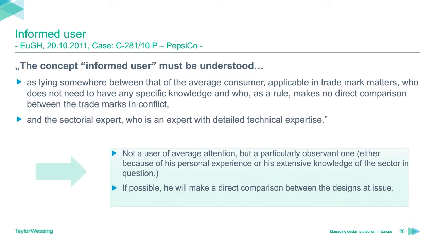And who is this informed user? He is somewhere between the average consumer, that is applicable in trademark matters, who does not need to have any specific knowledge and who, as a rule, makes no direct comparison between the trademarks in conflict, and the sectorial expert, who is an expert with detailed technical expertise. So, to sum it up, you can say the informed user is not a user of average attention, but a particularly observant one, either because of his personal expertise or his extensive knowledge of the sector in question, and if possible, he will make a direct comparison between the designs at issue.